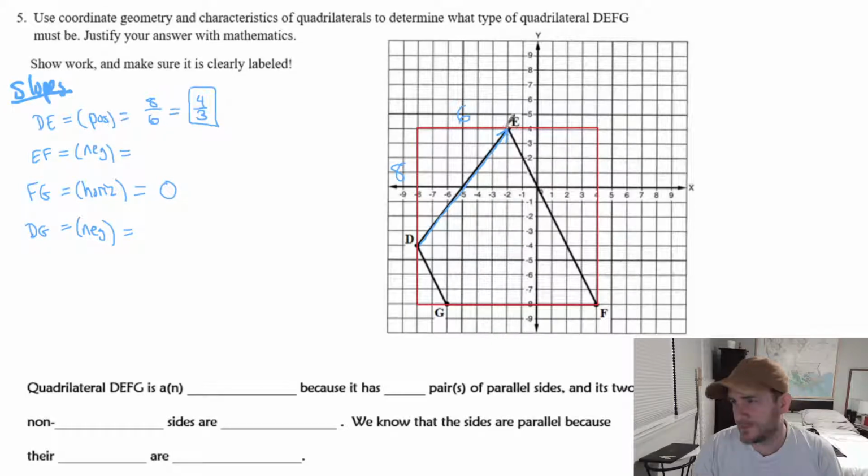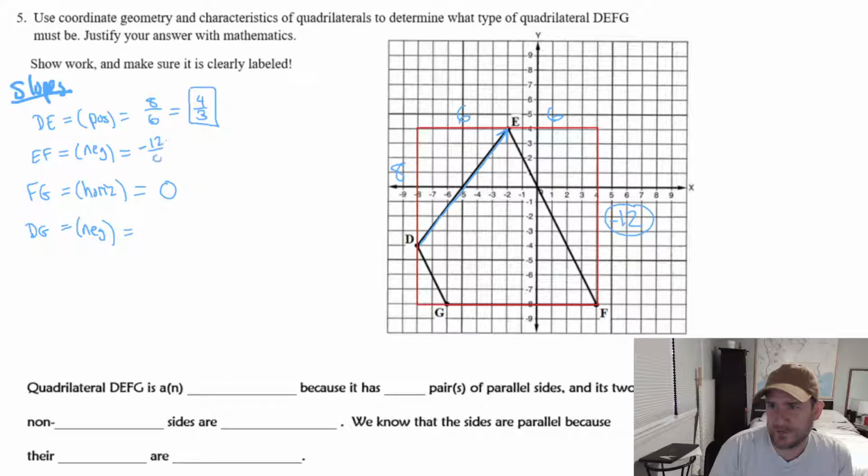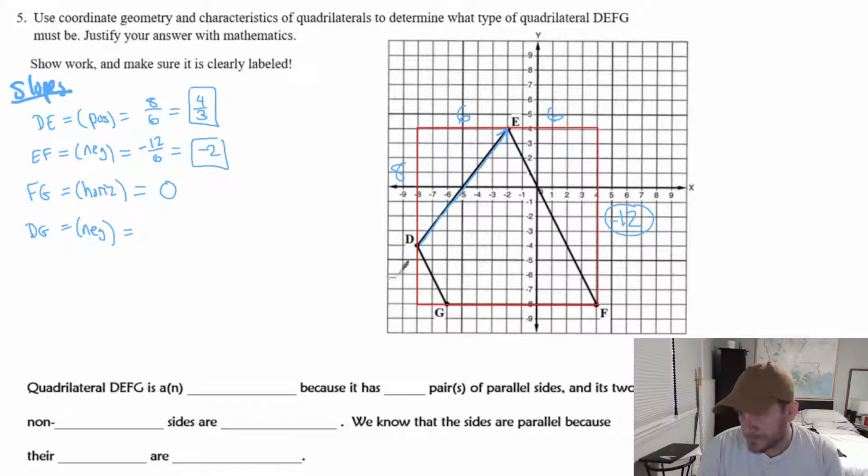Now for EF, we're going from 2 to 4, so that horizontal change is 6. But then I'm going from 4 all the way down to -8, so that's a change of 12. Technically I went down, so it's -12. So this is -12 over 6, which is -2. And it came out negative, like I wanted it to, so I don't have to mess with it. Now for DG, we're going down 1, 2, 3, 4, so -4. Then we're running 2 to the right. So that's -4 divided by 2, which is -2.